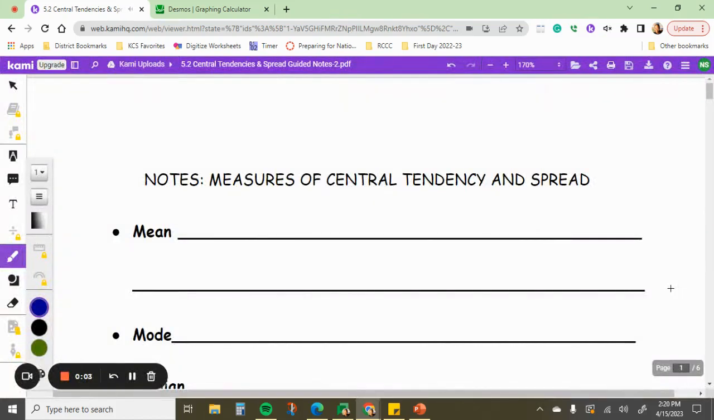Let's talk some more about statistics using the measures of central tendency and spread. So, first, a little bit of vocabulary. The mean is often called the average, and it's the most common measure that we use for central tendency. It is the sum of all your data divided by the number of data values. So, if I have five numbers, I add up those five numbers and then I divide by five to get my mean, or to get my average.